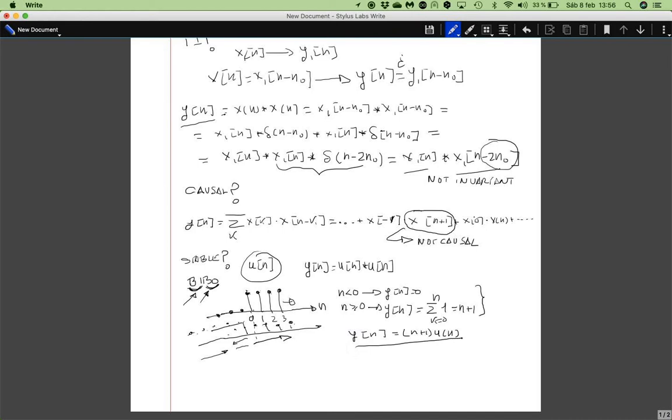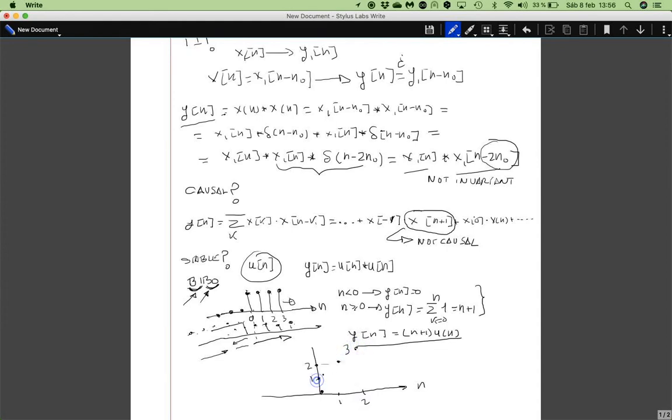Okay. So this, remember, is the ramp function. We have seen that in another exercise. So basically what we have is on 0, we have the value 1. On 1, we have 2. On 2, we have 3. And all the way up. So it's the ramp function, but somehow displaced to the right 1 unit.